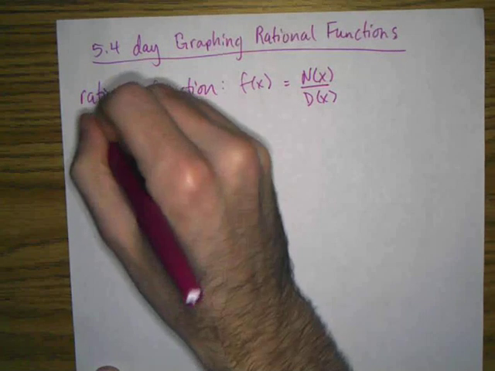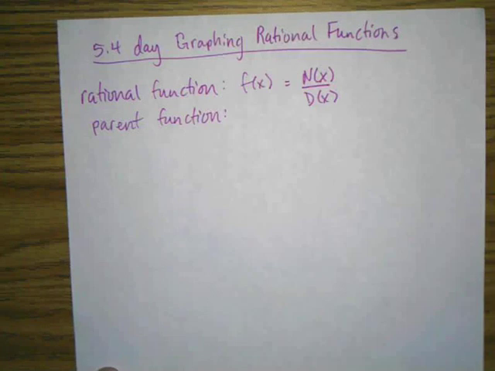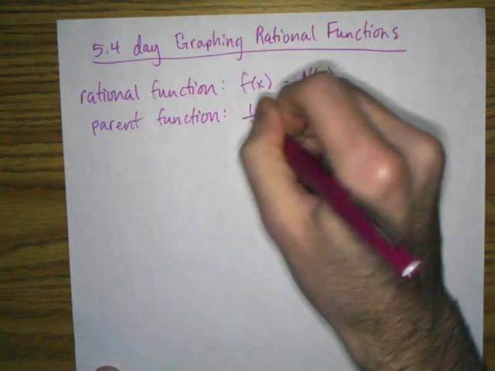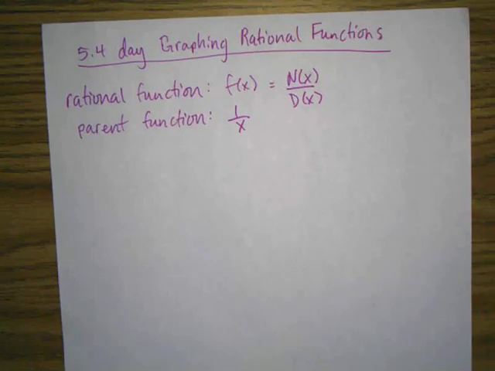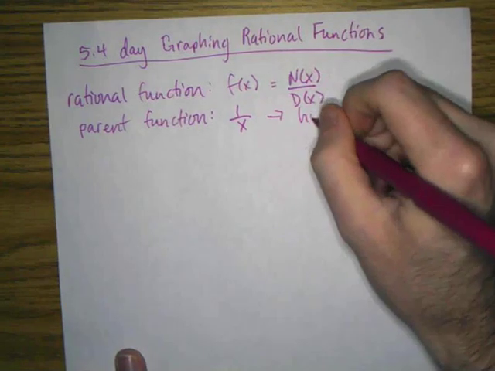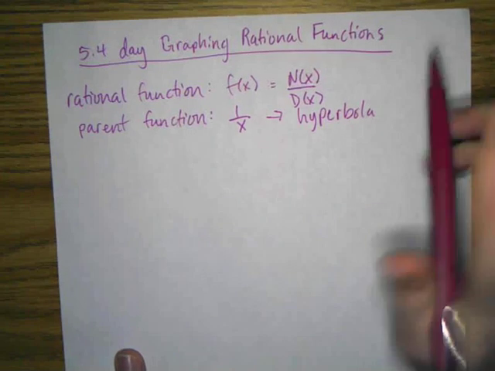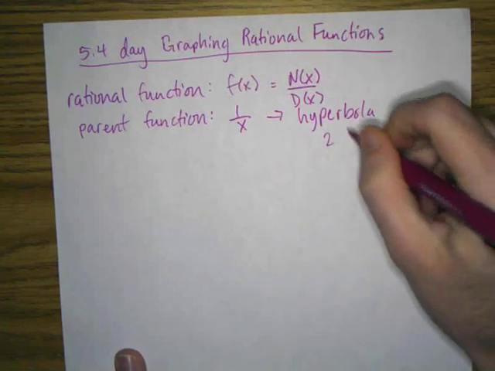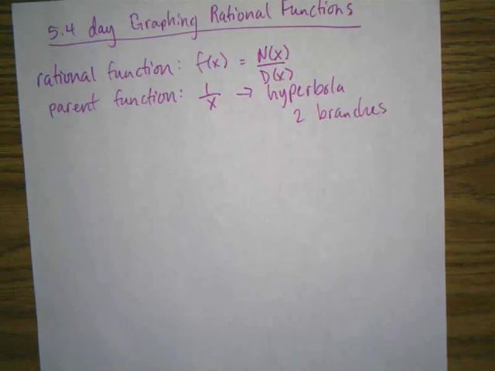Okay, let's also recall that the parent function for a rational function is just 1 over x. So remember, parent functions are things that we've known and we've seen them before. So x squared, x cubed, square root of x, those are all parent functions. And the rational parent function is 1 over x. And if we remember, this function is a hyperbola, and it actually branches off in two different ways. So it has two branches. If you don't remember what that looks like, it might be good to take a second and graph it.